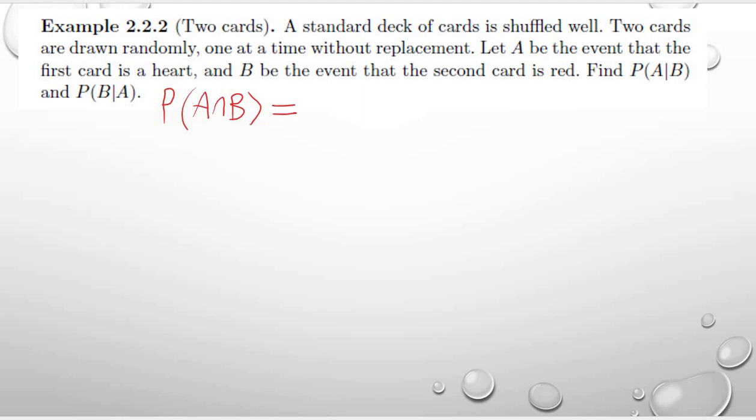Well, I can start, of course, with the heart since it comes first. I don't have to, but I certainly can. And there are 13 hearts out of 52 cards. Now, since we've already said A occurs, we know that the first card was a heart, and therefore 1 heart is missing. So our deck has 25 red cards left out of 51 cards left.